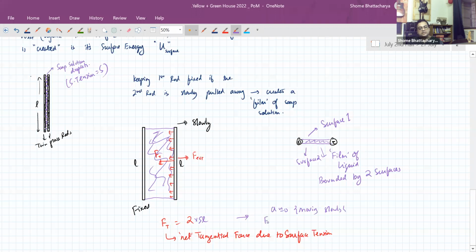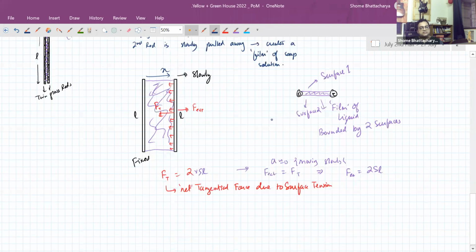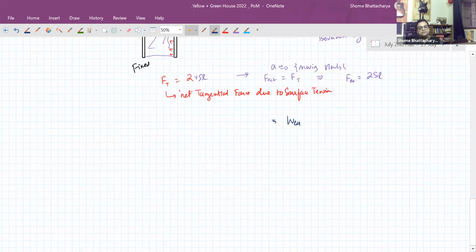So the external force has to exactly balance this net force due to surface tension. So the external force's magnitude is 2 times SL. And if this has been moved through a distance x very slowly like this, then in the process, the work done by the external agent, which can be found by integration, with a constant force, will just be force times x.